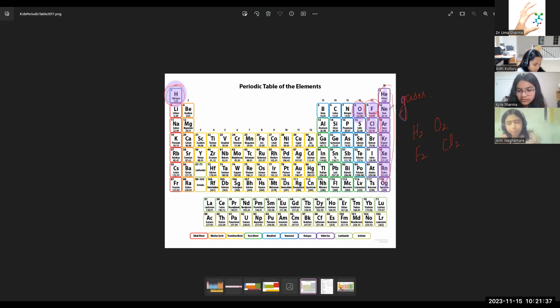But these are diatomic, right? The rest are helium, neon, argon, krypton, xenon, radon, Og. These are monoatomic gases. So these are the only gases in the periodic table.